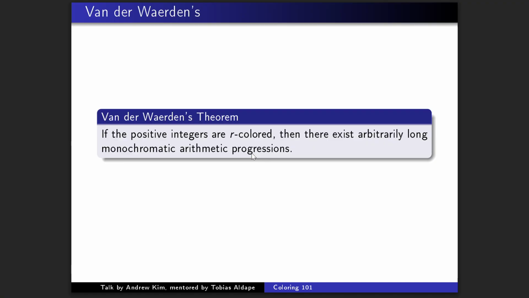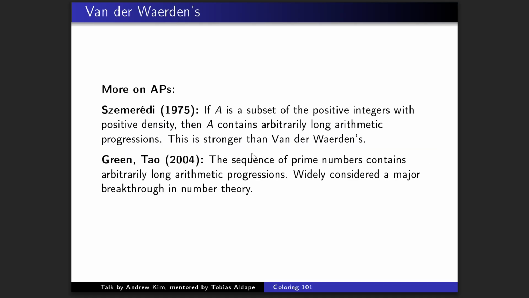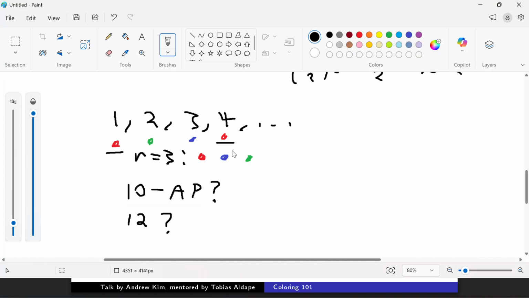So that's pretty neat. And I'd also like to talk about a few other results of the same flavor. The first one's by Szemerédi in 1975, which says that if A is a subset of the positive integers with positive density, then A contains arbitrarily long arithmetic progressions. Note that this actually directly implies van der Waerden's theorem. It's a stronger statement because if you have a finite number of colors and you partition the positive integers into these finite classes, then at least one of the classes has to be infinite.